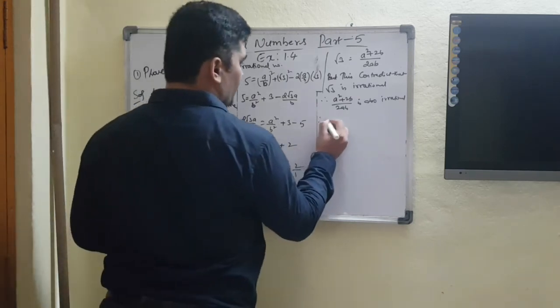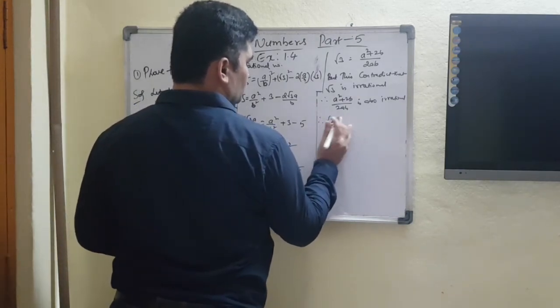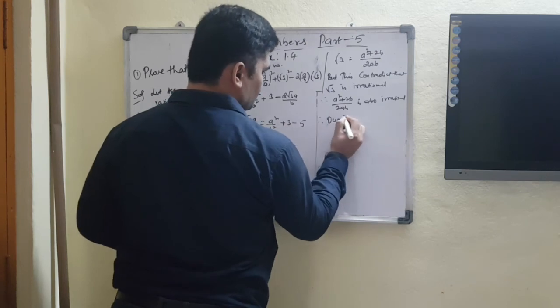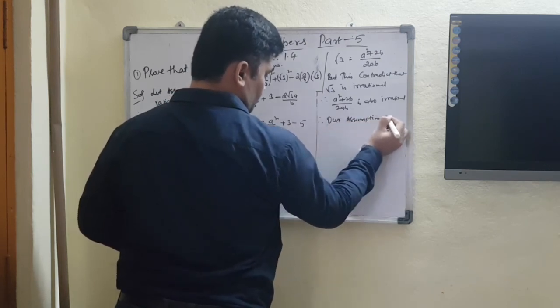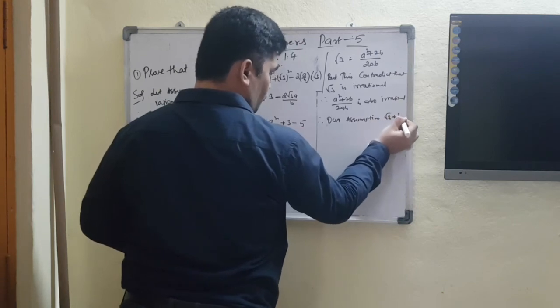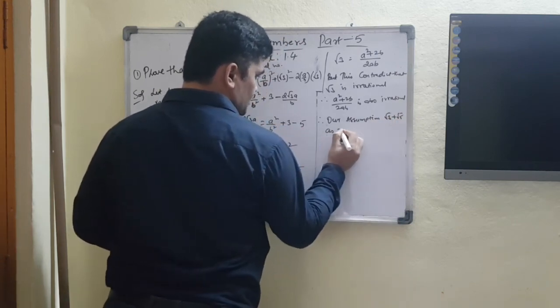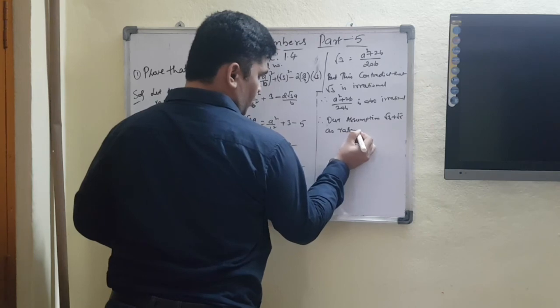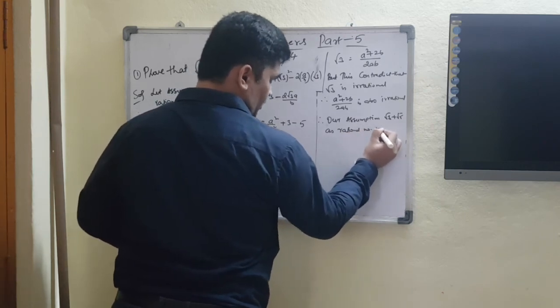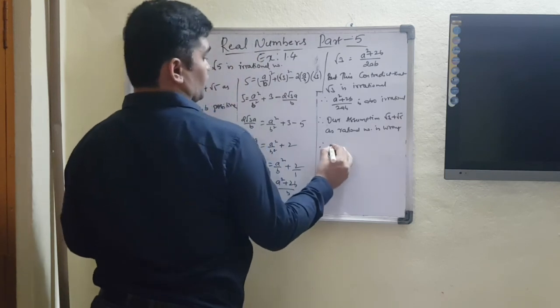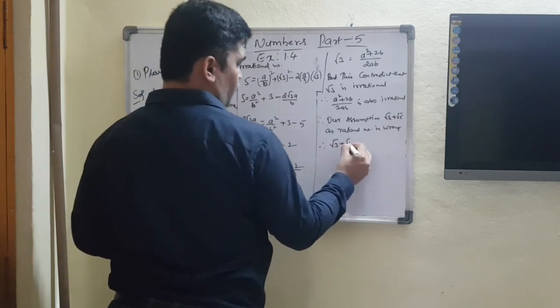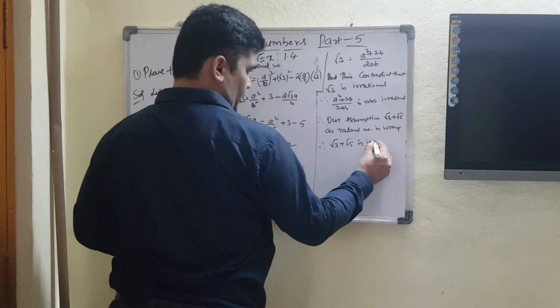Therefore we can say that our assumption, root 3 plus root 5 as a rational number, is wrong. Therefore root 3 plus root 5 is irrational.